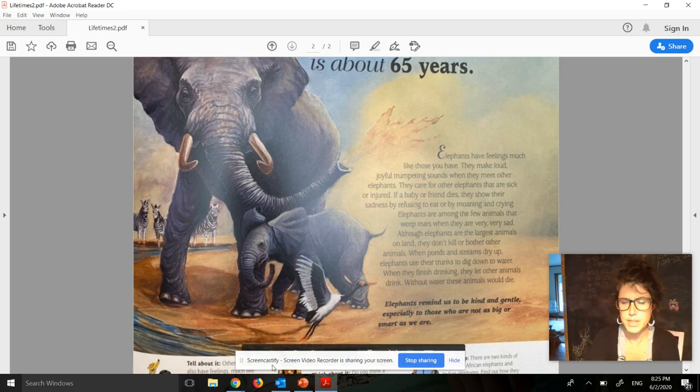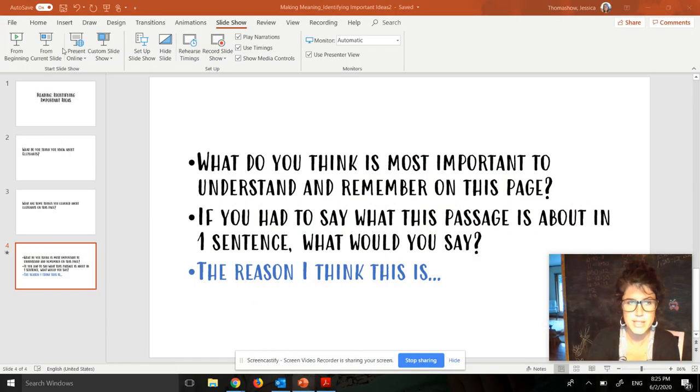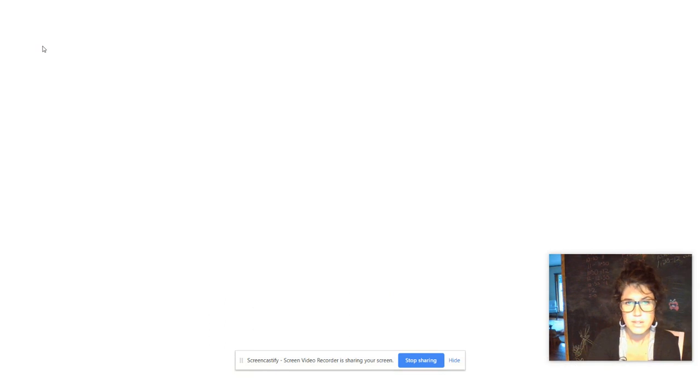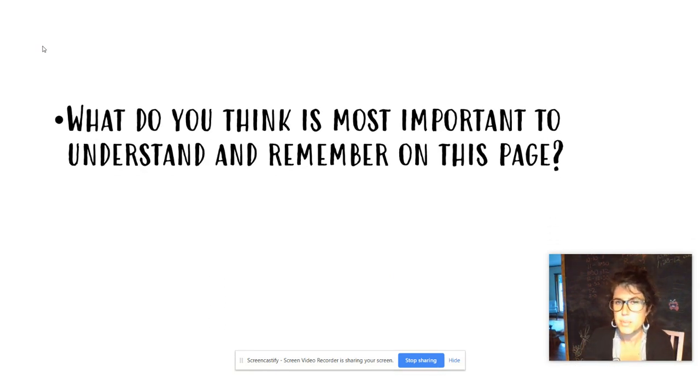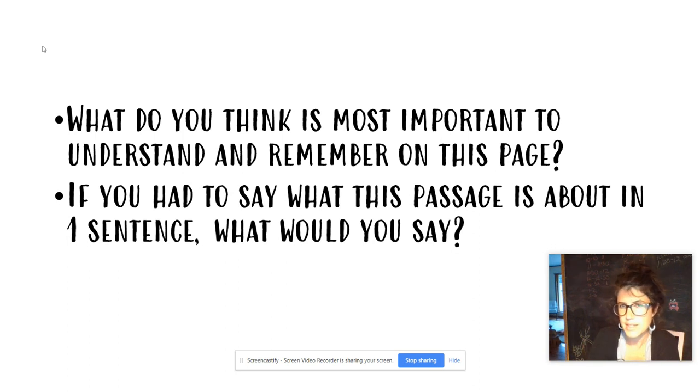Okay, so let's go back to this question that I asked when I started reading this page the second time. What do you think is most important to understand and remember on that page? Think for a minute to yourself. And why do you think that? And then also, if you had to say what the passage is about in one sentence, what would you say? Think that to yourself and then just try saying it out loud. And why do you think that?